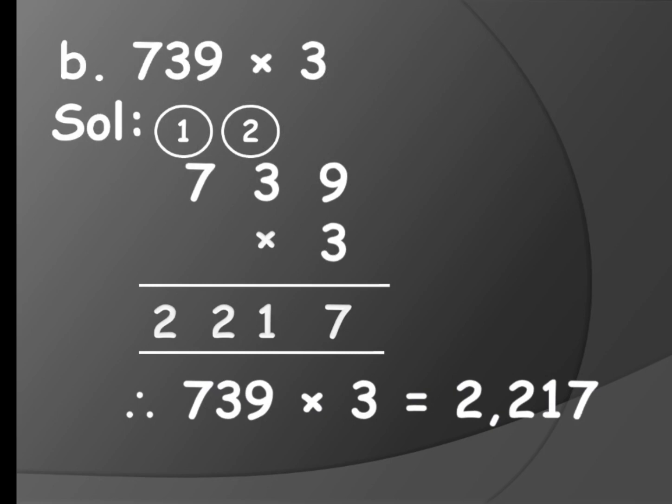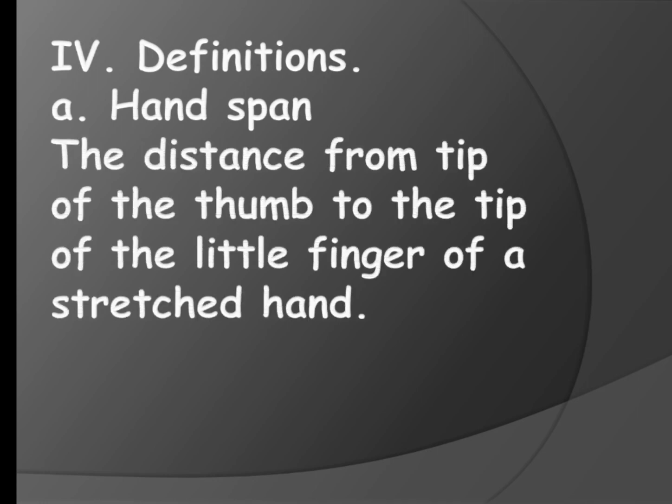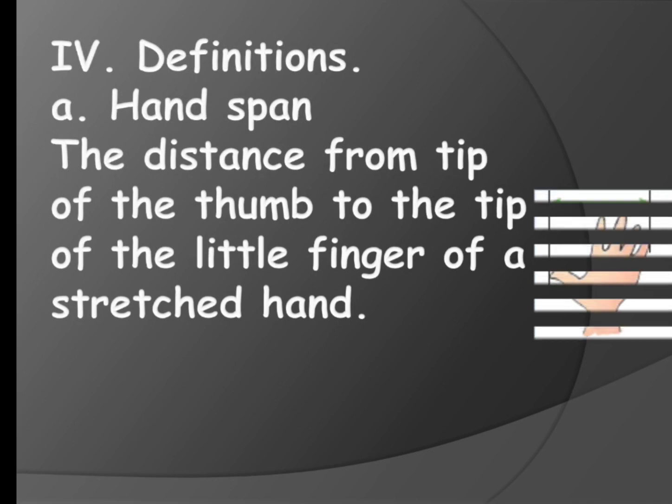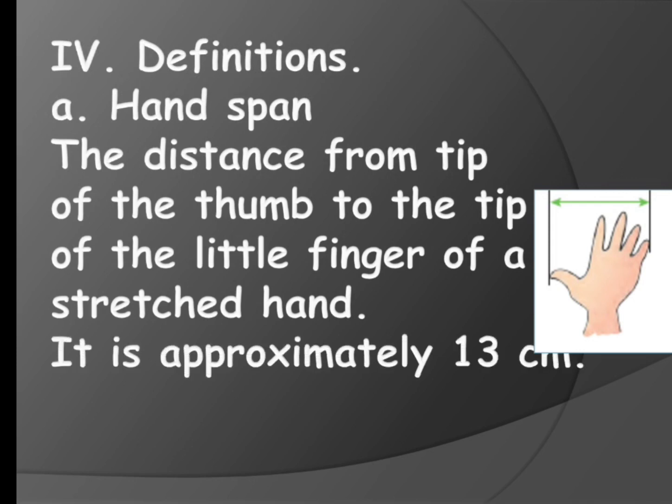Okay, let's go to next bit, which is definitions. Definitions of what? Body part measurements we have, right? Digit, hand span, the distance from the tip of the thumb to the tip of the little finger of a stretched hand. That is the definition. Okay, so you have to learn the definitions of handspan, digit, foot, cubit, all this. You need not draw the diagram, children, only you need to write the definitions in the exam. Okay, handspan, then it is approximately 13 centimeter. This also you need to write. Okay, no need of diagram.